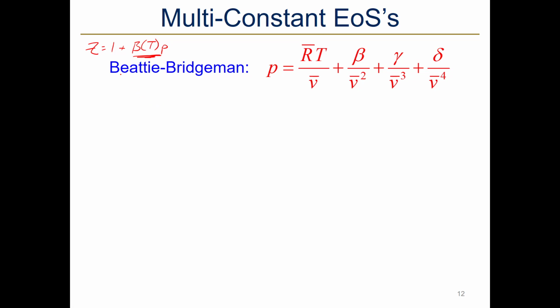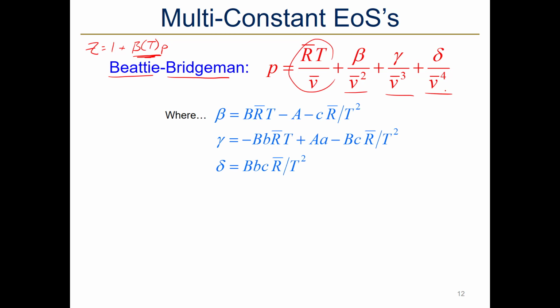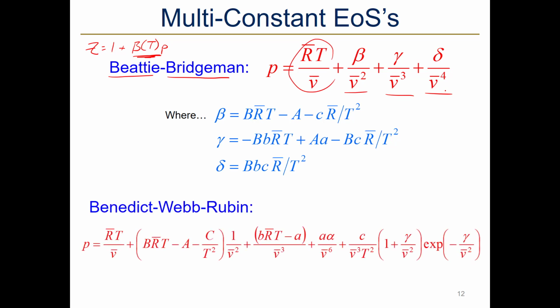So the Beattie-Bridgeman is a multi-constant equation of state. You can see we have our first term here, just the ideal gas, and then you have 1, 2, 3 more added onto it, and that's more information on what beta, gamma, and delta are. It's getting much more complex, but again, taking in more information about interaction between not just 2 particles, but 3 particles, 4 particles. A lot of extra information there. The Benedict-Webb-Rubin is even more complex, with a lot more information.